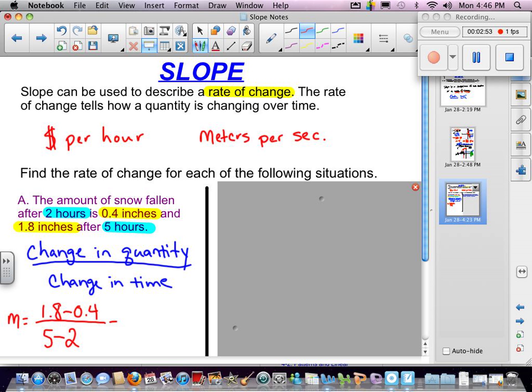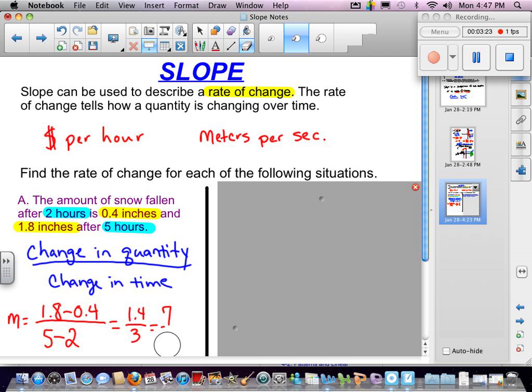And again, this is slope because slope is a rate of change. Now all we're going to do from here is just simplify. So 1.8 minus 0.4 gives us 1.4 over 3. And if we divide 1.4 by 3, that would give us 7 over 15. So this is 7 over 15.